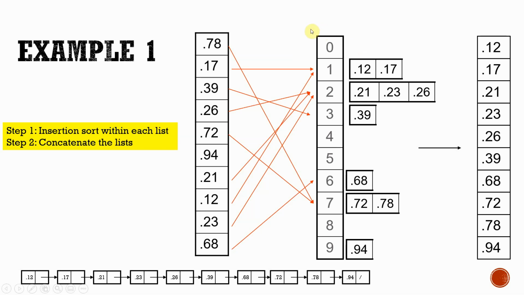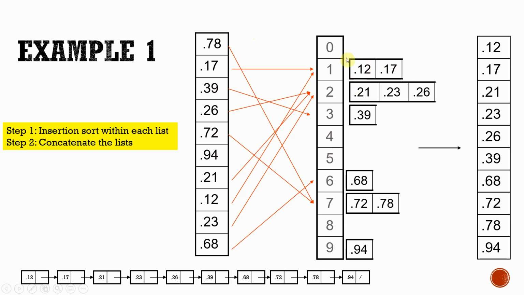So what we're going to do: for each of these buckets, the range here would be from 0 to 0.1. For here, it would be 0.1 to 0.2. For this one, it would be 0.2 to 0.3. So what happens here is we go through every element and put it in the corresponding bucket.